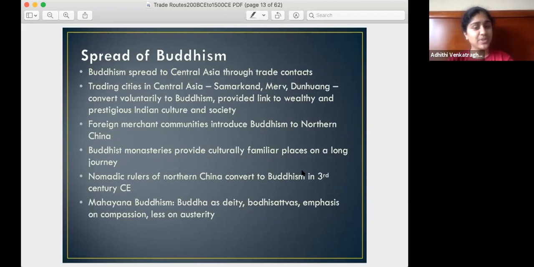Foreign merchant communities introduced Buddhism to northern China, and Buddhist monasteries provided culturally familiar places on a long journey. Nomadic rulers of northern China converted to Buddhism in the 3rd century CE, and Mahayana Buddhism, which viewed Buddha as a deity with bodhisattvas, with an emphasis on compassion and less on austerity, became more prominent through the Silk Road spread.